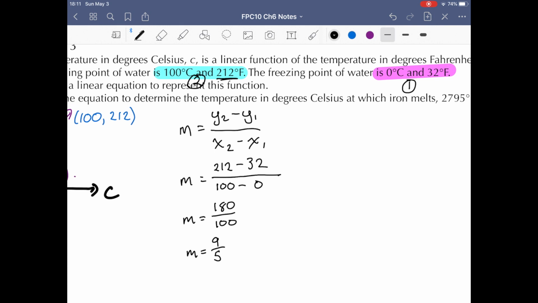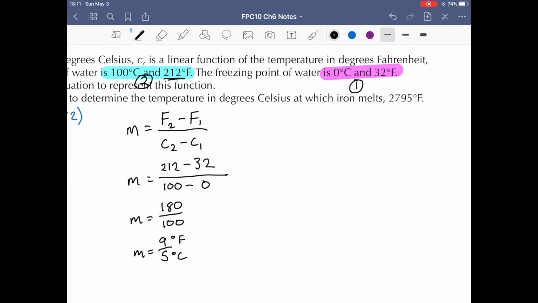Now, I should indicate that we don't really have y2 and y1. I shouldn't be using those. It really should be Fahrenheit 2 minus Fahrenheit 1 all over Celsius 2 minus Celsius 1. I'm going to just erase that and show you. Okay, so this means there's 9 degrees Fahrenheit for every 5 degrees Celsius.